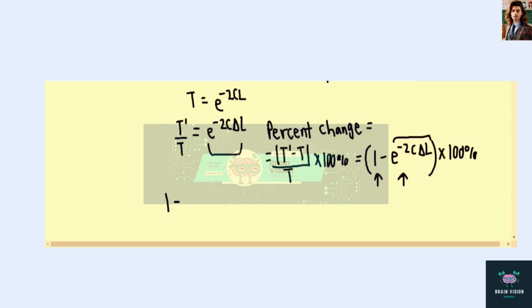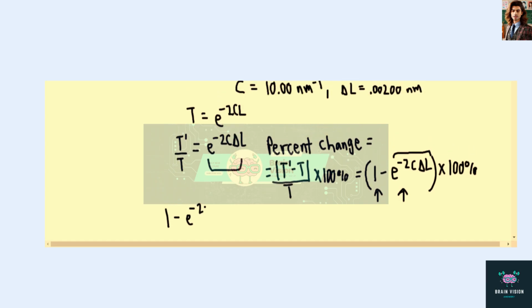So we'll have 1 minus e to the minus 2 times, and then we just look at our numbers real quick. They were 10.00 times 0.00200. You put this in times 100%. You do the calculation, and you see that you will get 3.92% for the percent change.